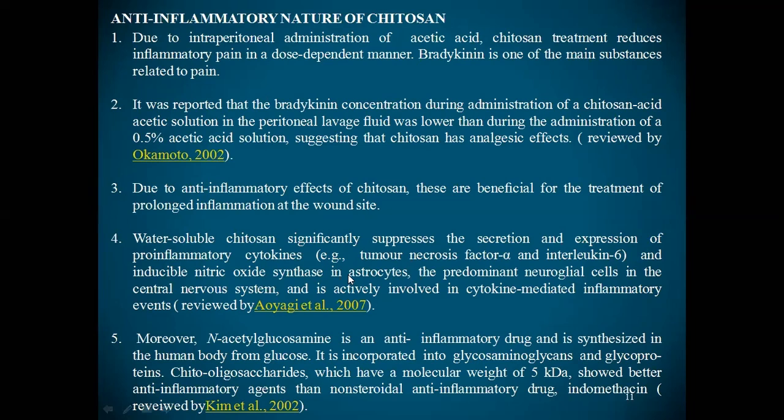And N-acetyl glucosamine is an anti-inflammatory compound which is synthesized in the human body from glucose and is incorporated into glycoproteins, chitooligosaccharide, etc., with a molecular weight of 5 kDa. That incorporated substance is more powerful than the non-steroidal drug indomethacin. This was reviewed by Kim and their group.